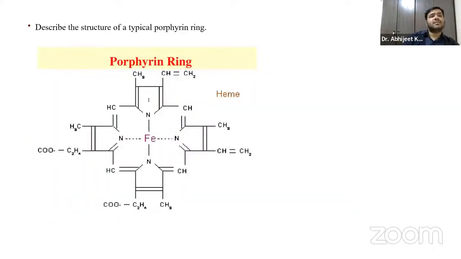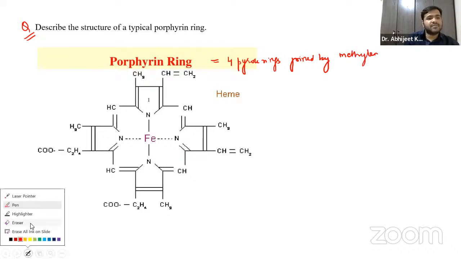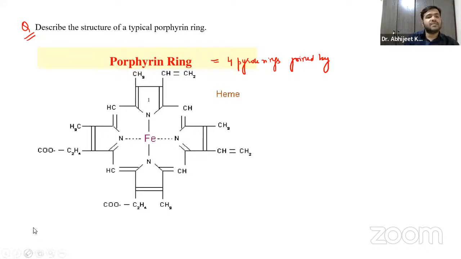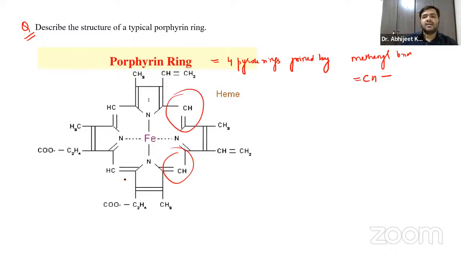Coming on to the next question, that is to describe the structure of a typical porphyrin ring. Typical porphyrin ring, guys, you already know the porphyrin ring. Basically, it is made up of four pyrrole rings, joined by methenyl bridges. So you have to write everything, guys. Now these methenyl bridges are nothing but this CH double bond CH, right? So these methenyl bridges are there, right?